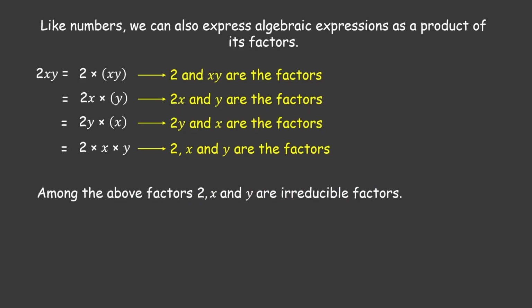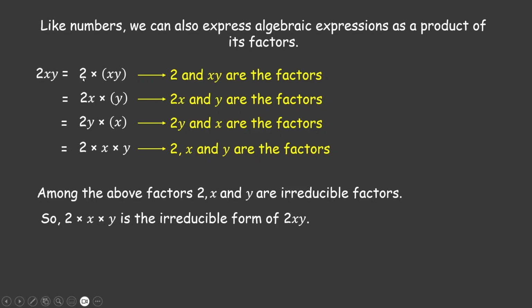Among the above factors, 2, x and y, these are the irreducible factors. The phrase irreducible is used in place of prime in algebraic expressions. Irreducible here means that you cannot further break it down into simpler terms. So we can say that 2 into x into y is the irreducible form of 2xy. Note that this 2 into xy or 2x into y, these are not irreducible forms. These can be further broken down, but this cannot.